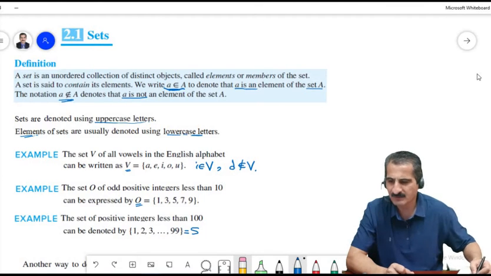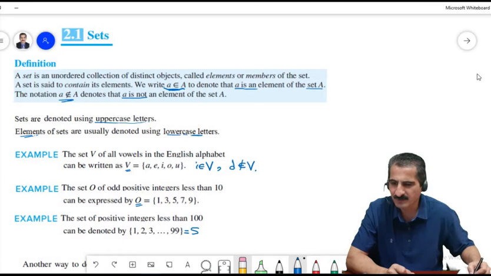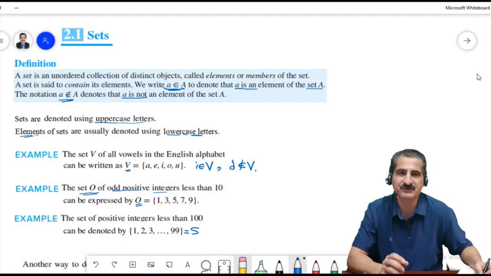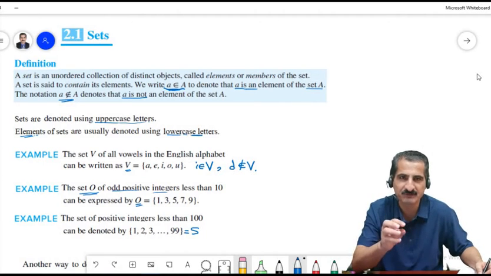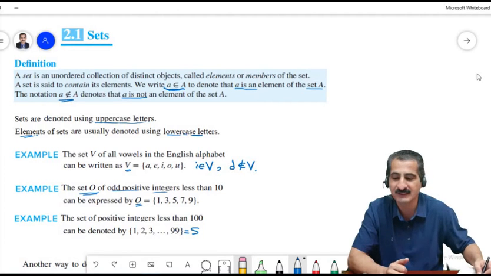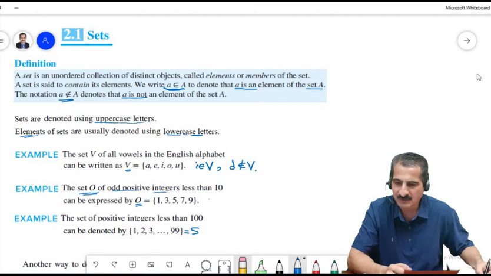Same thing if we say the set O of odd positive integers that are less than 10. So we are giving some property to the elements. We want them to be odd and positive and less than 10. And these numbers are 1, 3, 5, 7, and 9. So we take them together and form a set, and we call it O. And here we see that 3 belongs to O. We just want to get used to these notations, but 4 does not belong to the set O, and so on.